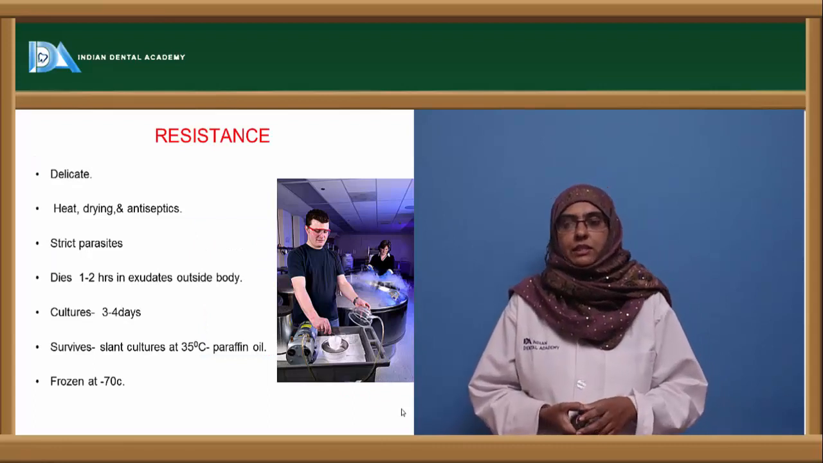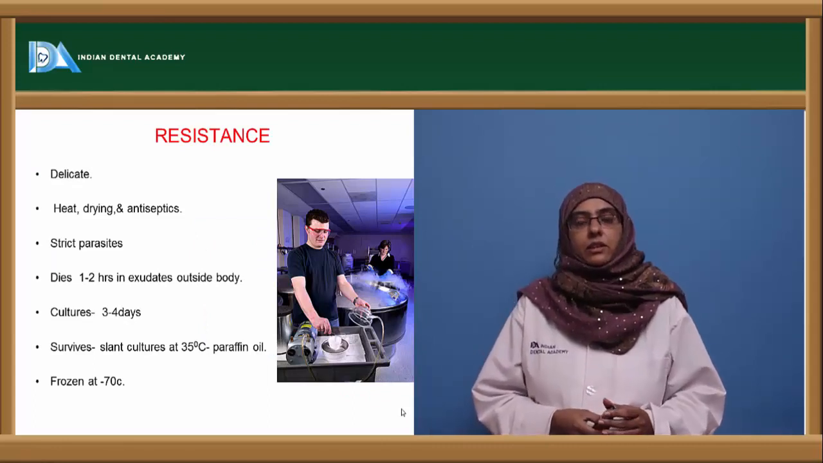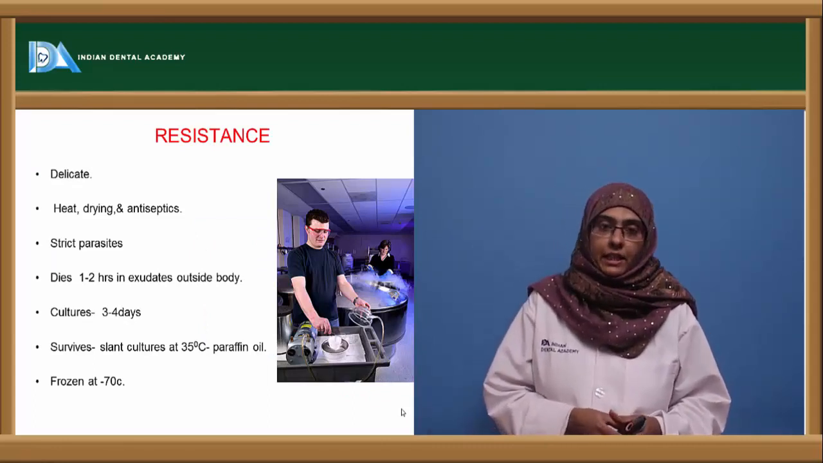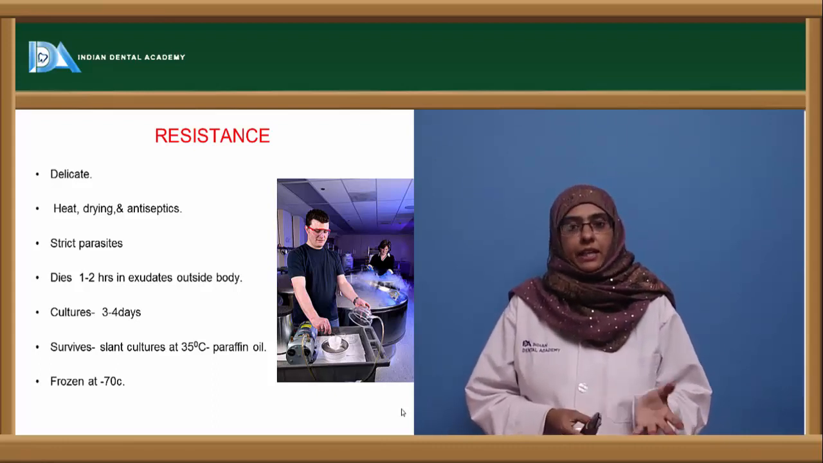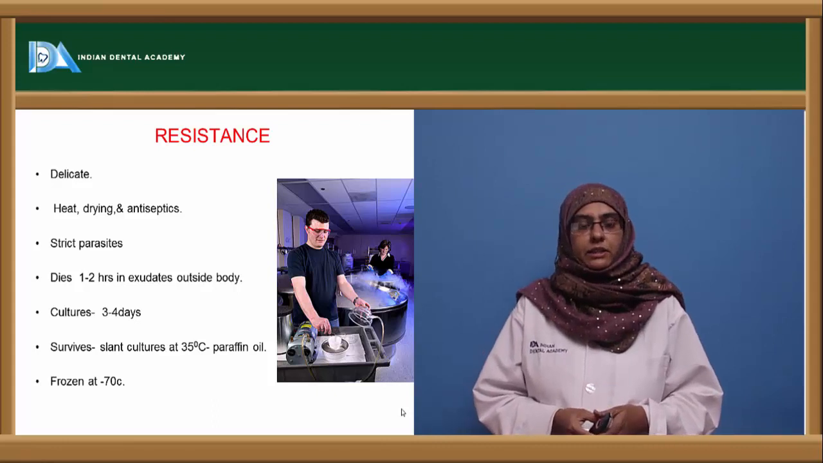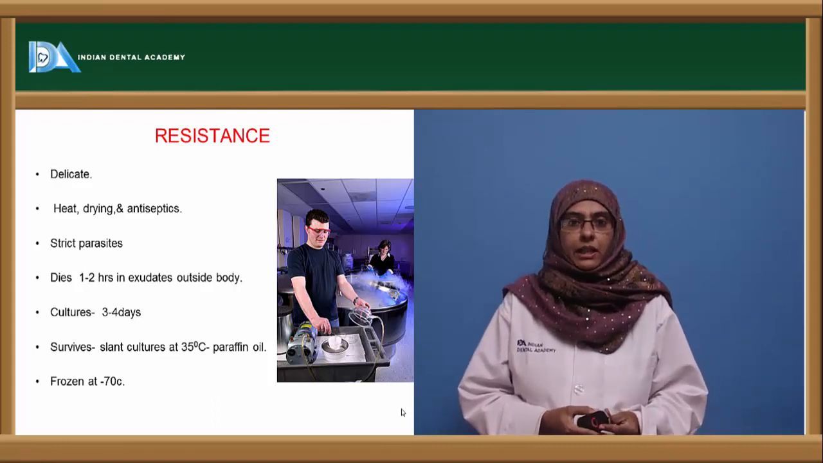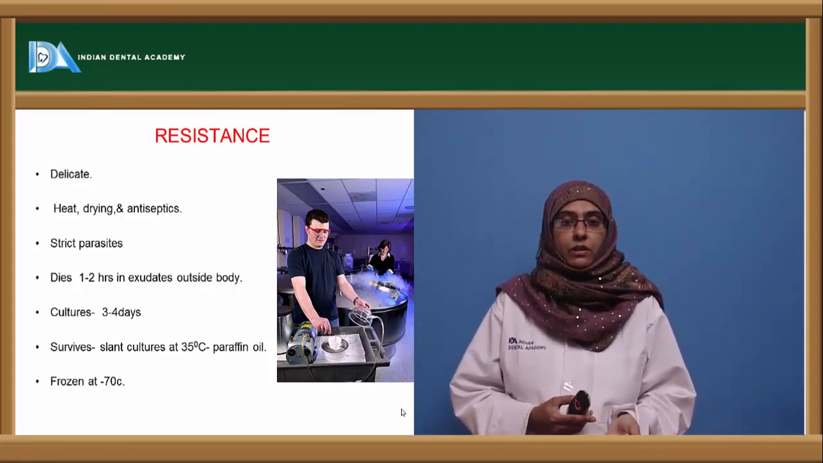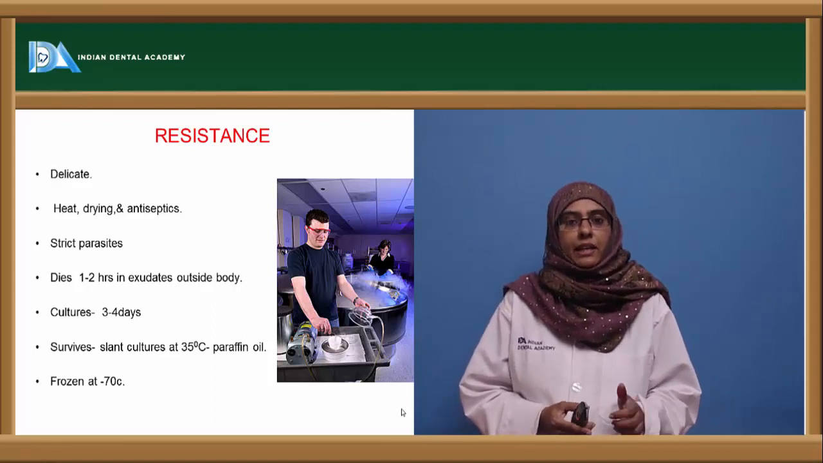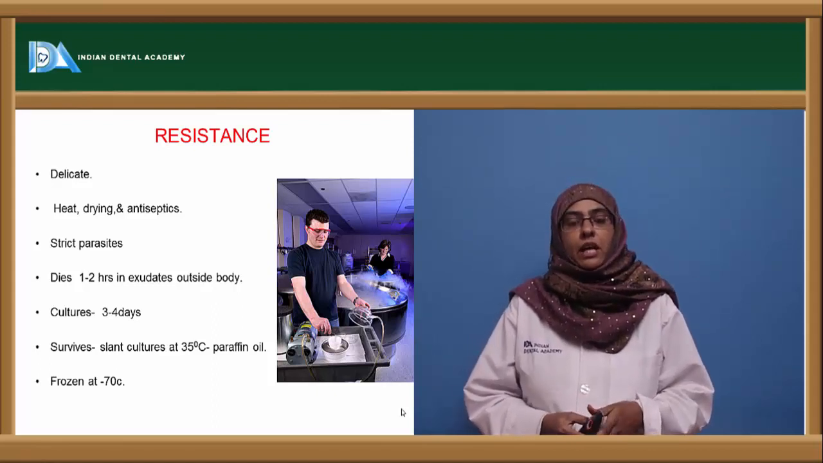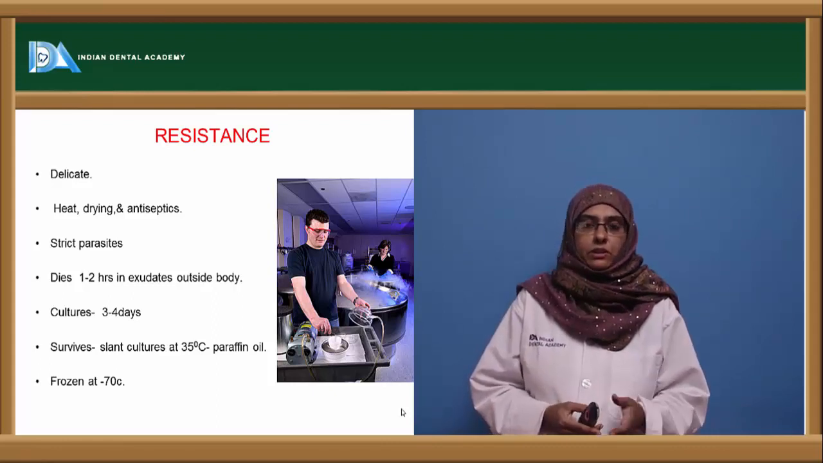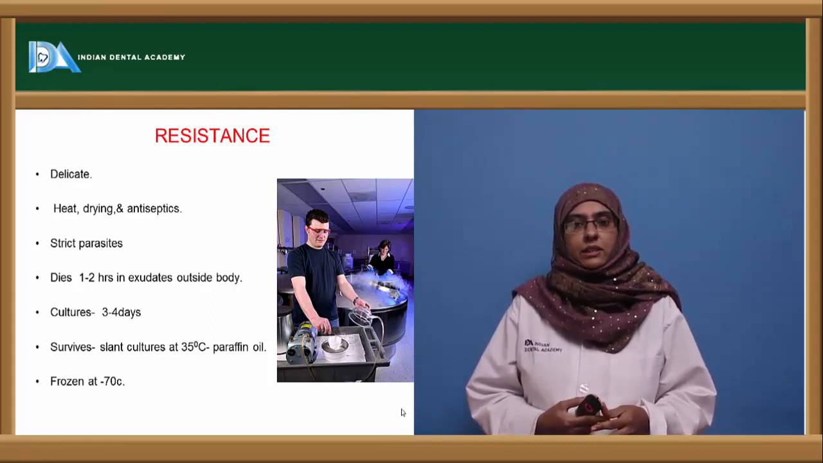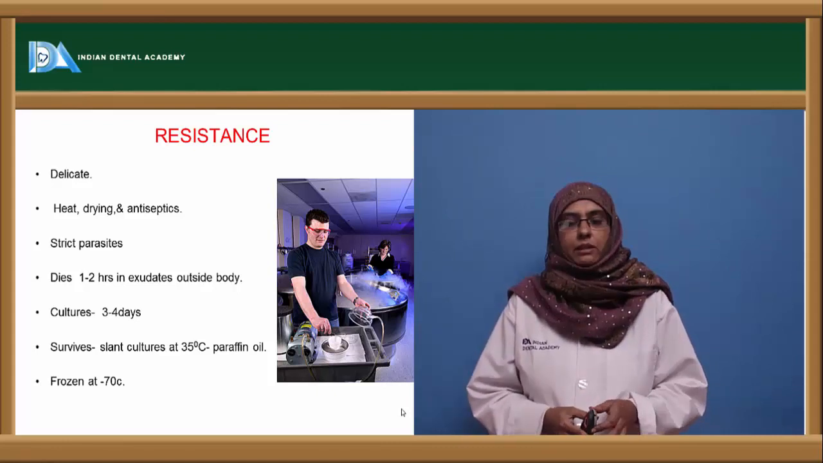Now coming to the resistance of this organism, these are highly delicate organisms, similar to Neisseria meningitidis. Heat, drying and antiseptics can easily kill the organism, and they are strict parasites of the host. They cannot survive without a host, so they will immediately die when they are in the external environment. They can die within 1 to 2 hours in exudates outside the body, and in cultures within 3 to 4 days they can be easily killed.